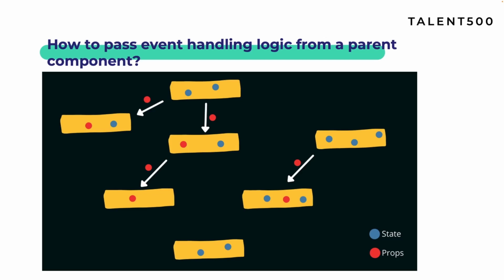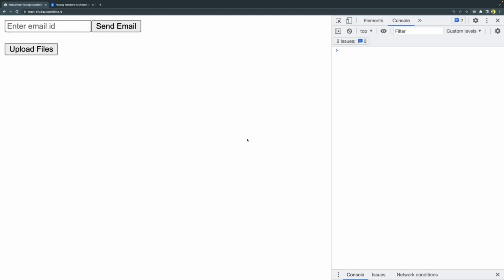Now, while we are passing props from one component to another component, we can pass any data. We can even pass an event handler. So let us understand with an example how we can pass an event handler and when you should actually be doing this. Let's take an example of this application. I have an application where there is a text box, a button for sending email, and a button for uploading files.